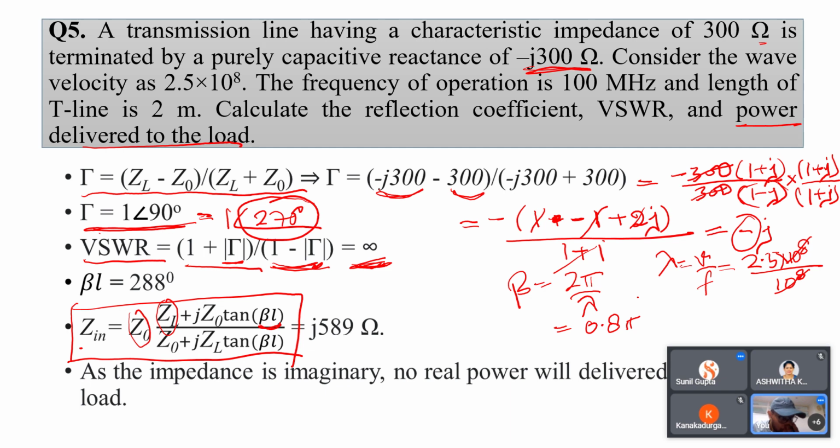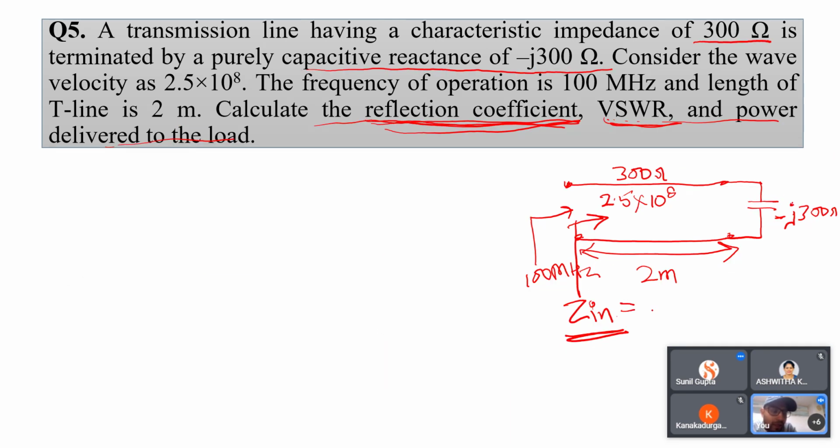So beta will be equal to 0.8 pi, and L is given here as 2 meter. By using these two parameters you can calculate the value of beta L. So this will become 288 degrees. Now you can put the values of beta L, ZL and Z naught here, and after calculating you will get Zin equal to j 589 ohm. So here you can see that at the input side you will get 589 ohm, which is imaginary.